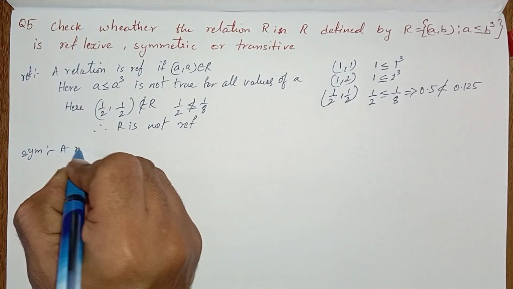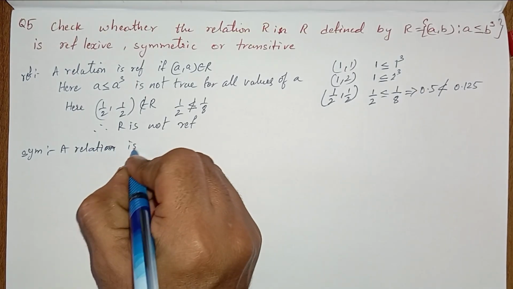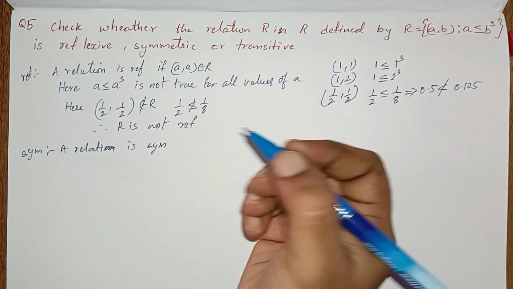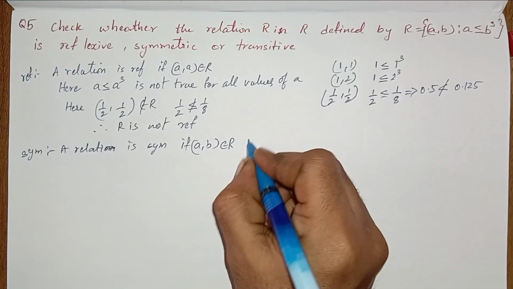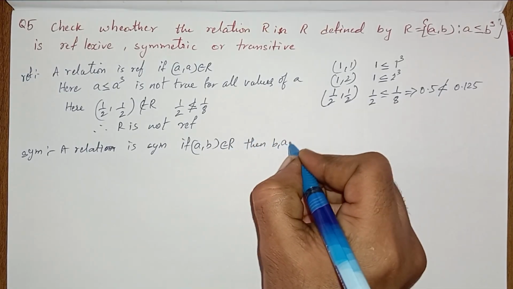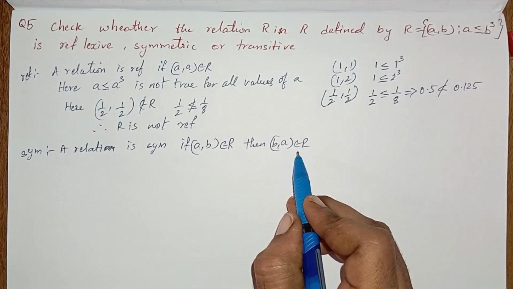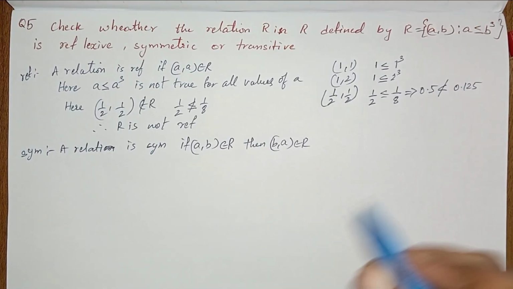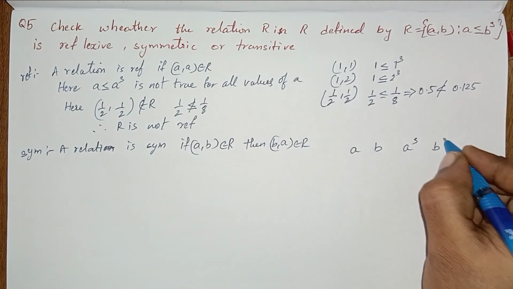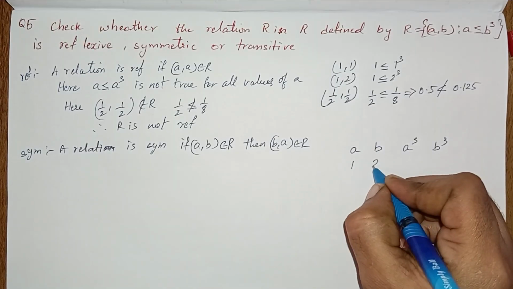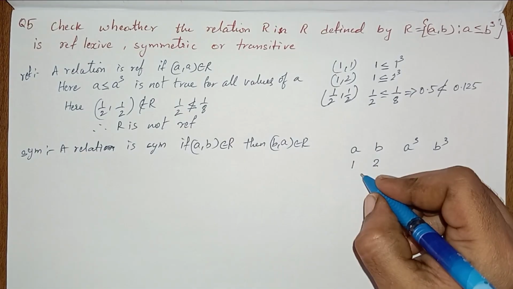Next, check for the symmetric. A relation is said to be symmetric if (a, b) belongs to R, then (b, a) should also belong to R. So here (a, b) should belong to R and (b, a) should belong to R. We'll take a few examples and check. So let's take a, b, a cube and b cube. Let's take 1 and 2 for a and b. So 1 cube is nothing but 1 only.